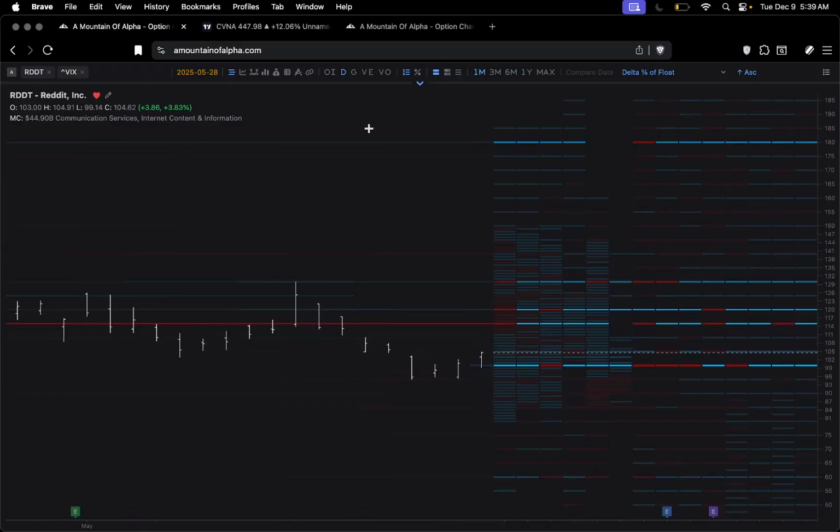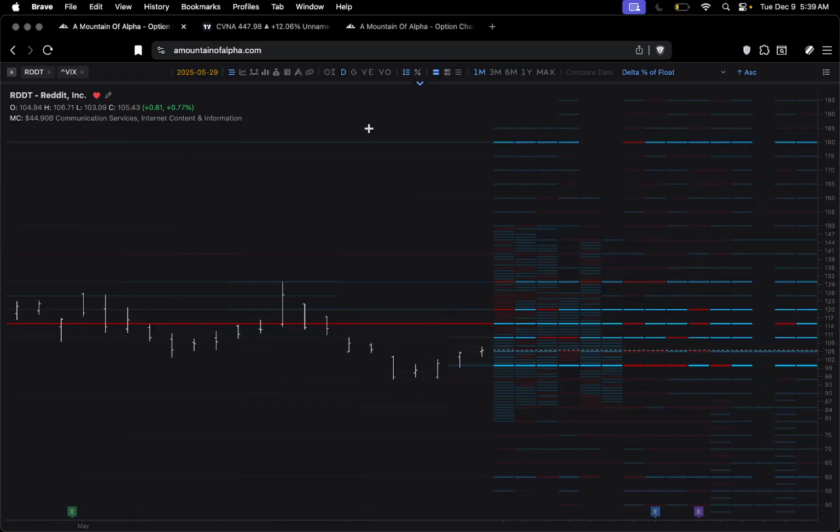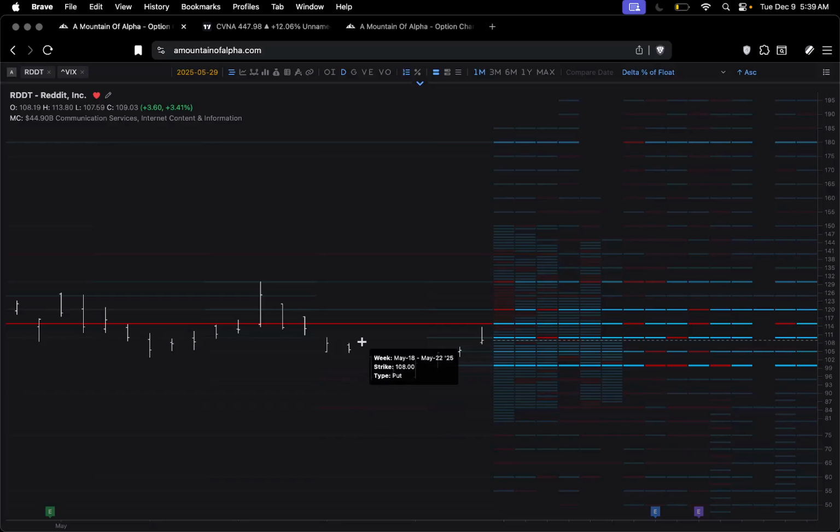Okay, I'm going to step forward in time, step forward in time. But look at here. You can see that the delta at the money is now all calls. It used to be all puts back here. You can kind of see it over there. Now it's all calls. So now you're starting to get this indication that things are starting to flip.